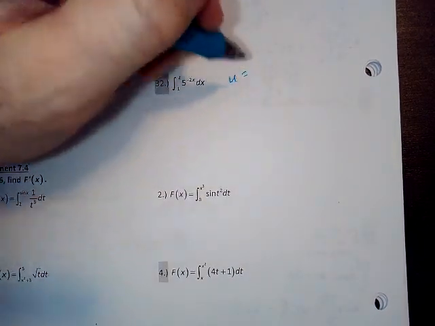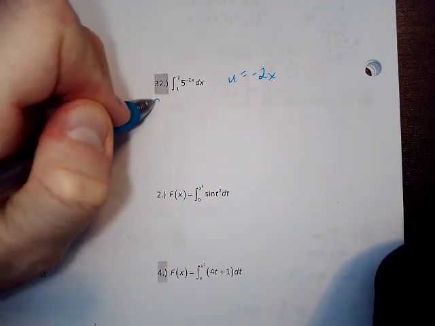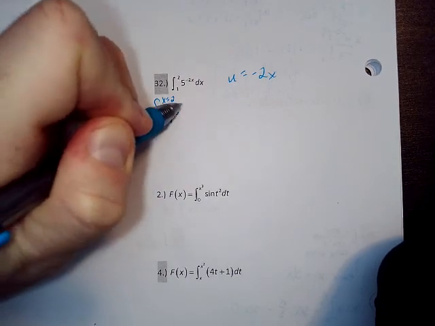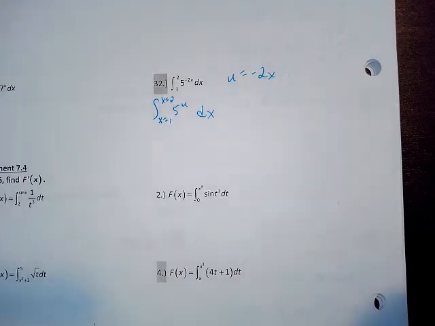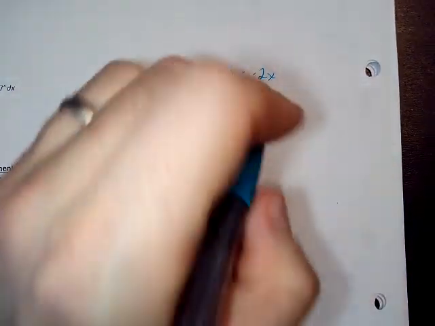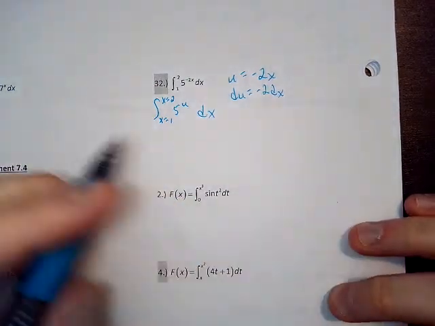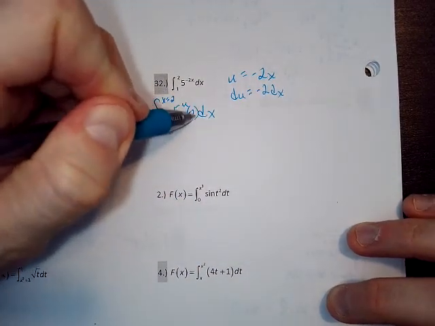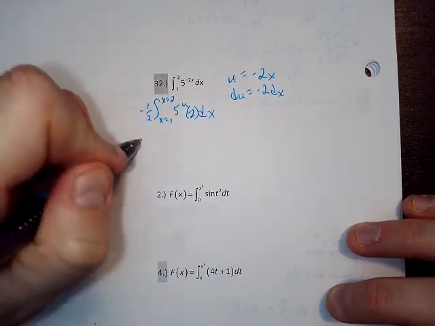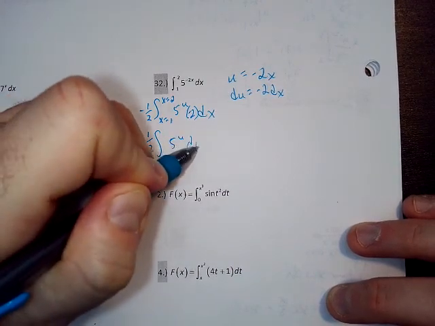So u is going to equal negative 2x. All right, so that means I have the integral from x equals 1 to x equals 2 of 5 to the u dx. Now I need to figure out what du is. du is the derivative of negative 2x, so negative 2 dx. That means I need a negative 2 with the dx and a negative 1/2 on the outside. So I have negative 1/2 integral of 5 to the u du.